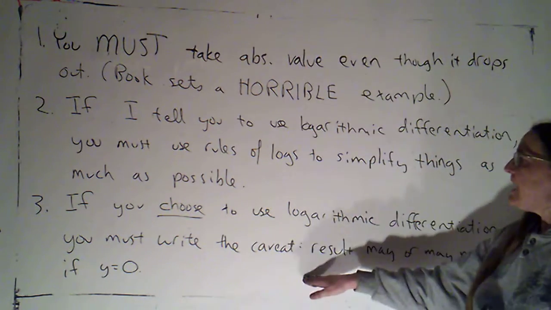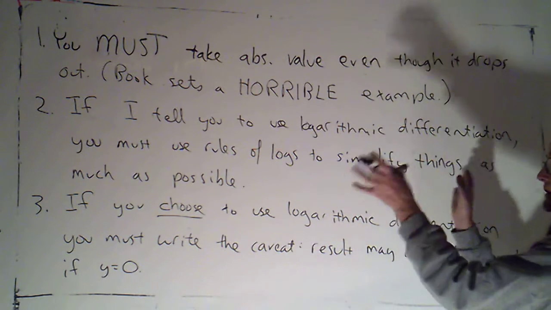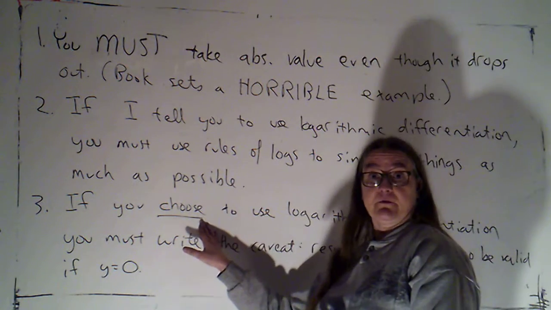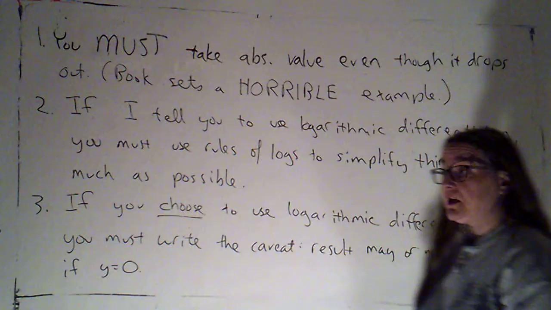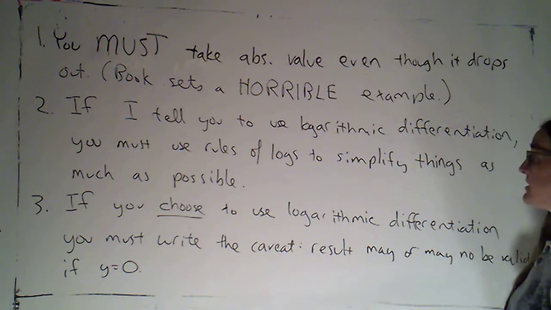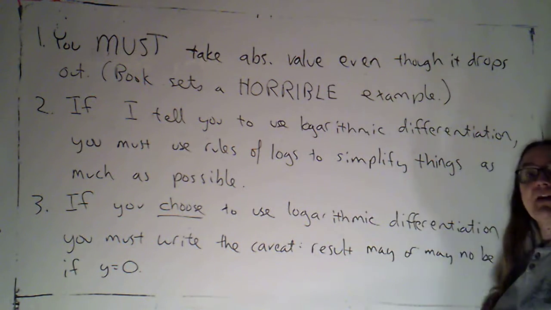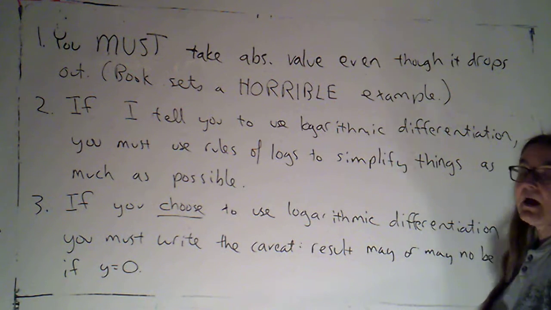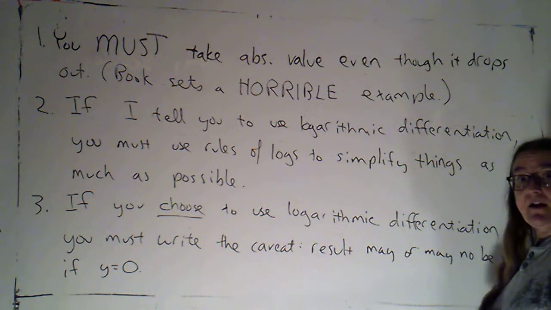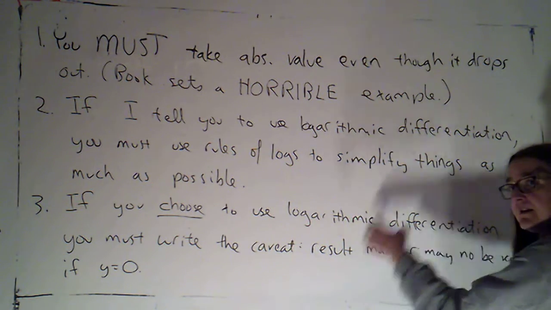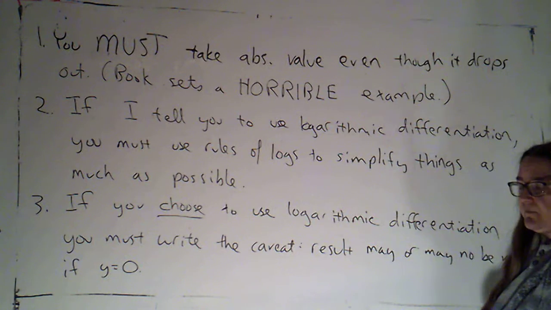Okay. And then my third rule is if I just give you something that involves a bunch of products and quotients and it's your choice to use logarithmic differentiation. It's a legitimate technique. You can make that choice, but then I want you to write in the caveat that the result may or may not be valid if the function is 0. Okay. Most of the time you can simplify it to something that will be valid if the function is 0, but I just want you to write this in again so that you're thinking it.